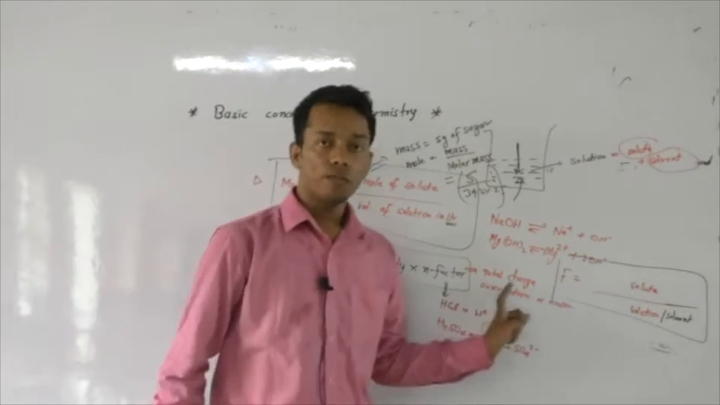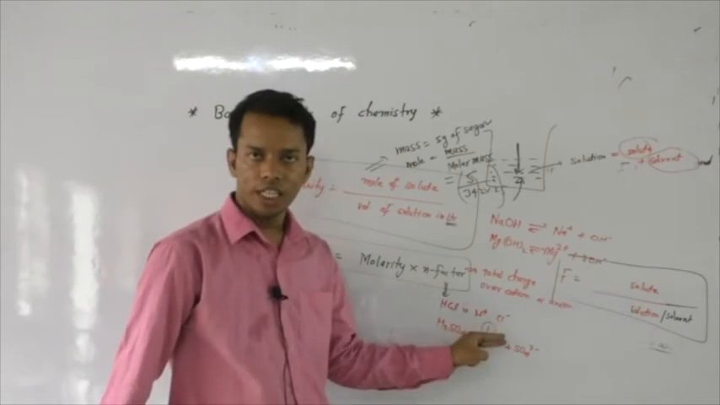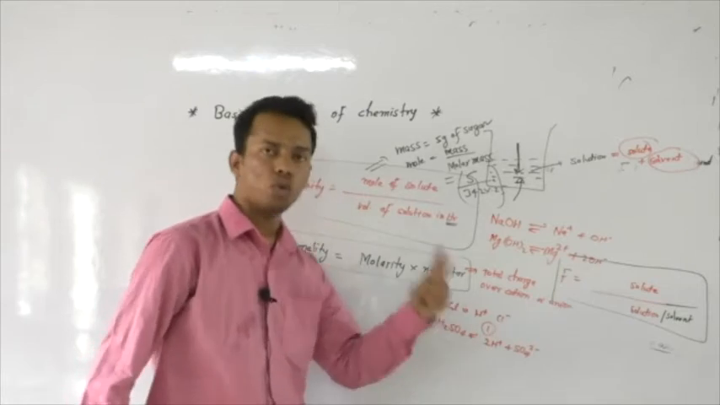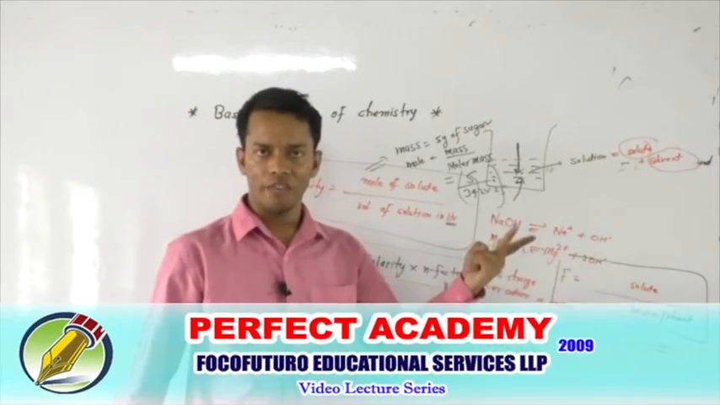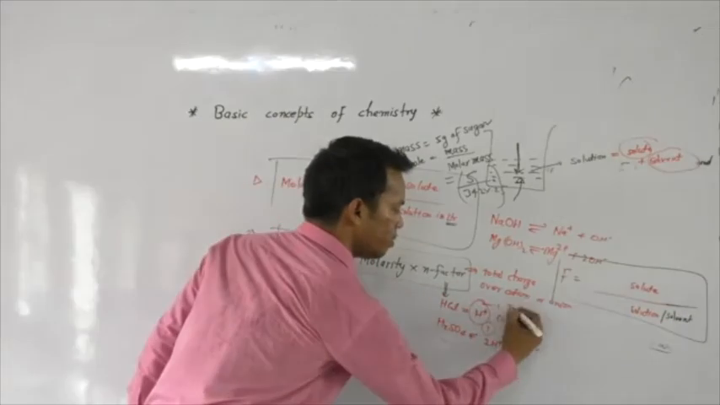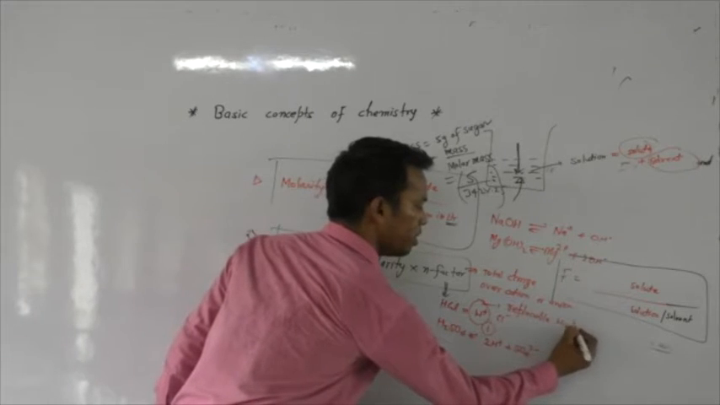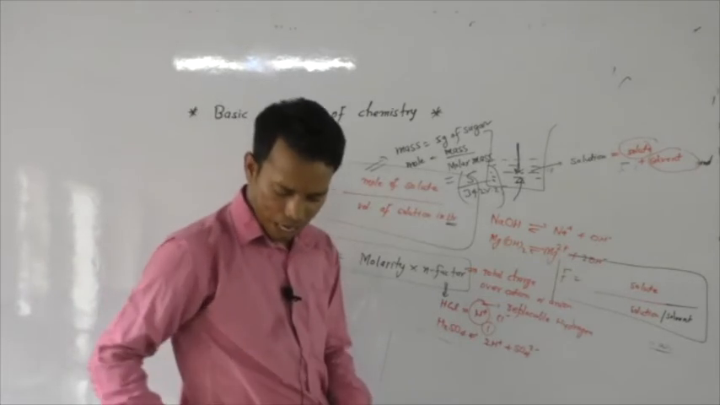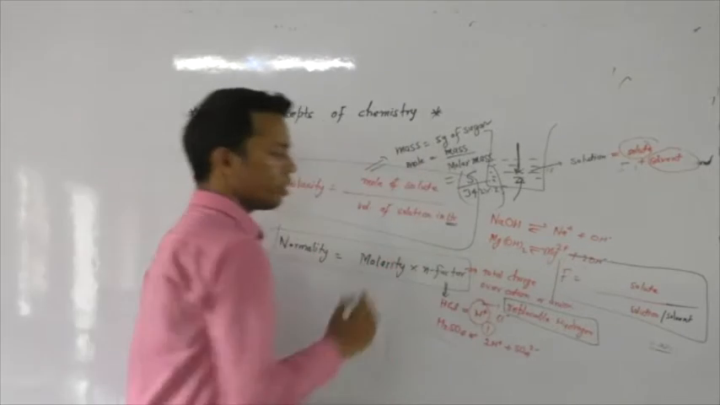And see, if n factor I am saying 2, that means what? 2 hydrogen was there. That means replaceable hydrogen. Here 2 replaceable hydrogen, so 2 n factor. Here 2 replaceable OH minus, so 2 n factor. Correct? This is replaceable hydrogen. So this replaceable hydrogen thing is very important. Okay, this thing you do not forget.